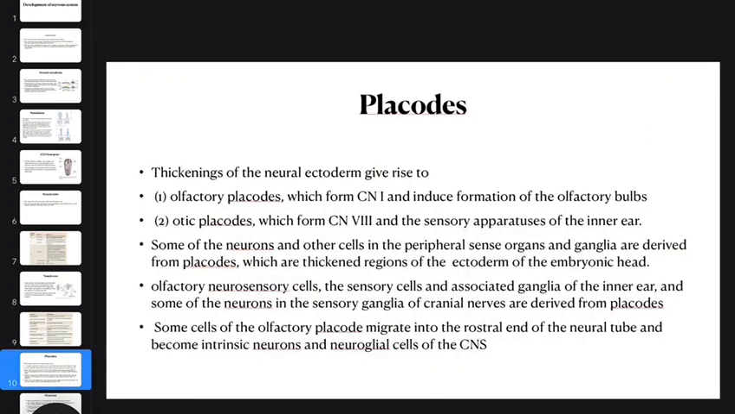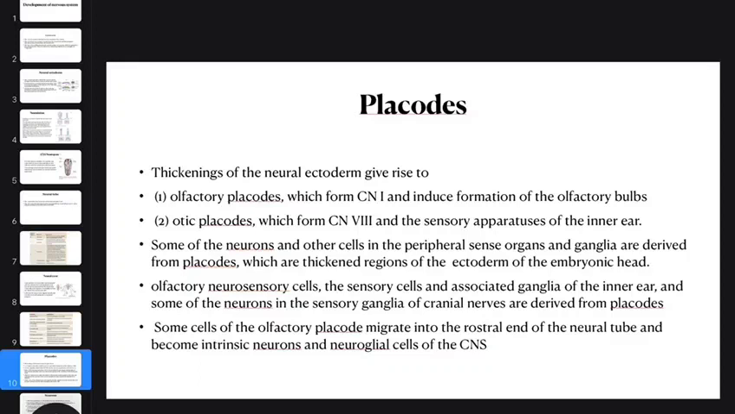The ectodermal thickenings of the neural ectoderm give rise to the olfactory placodes and the otic placodes. The olfactory placodes form the cranial nerve 1 and induce the formation of the olfactory bulb, and the otic placodes form the cranial nerve 8 and the sensory apparatuses of the inner ear.